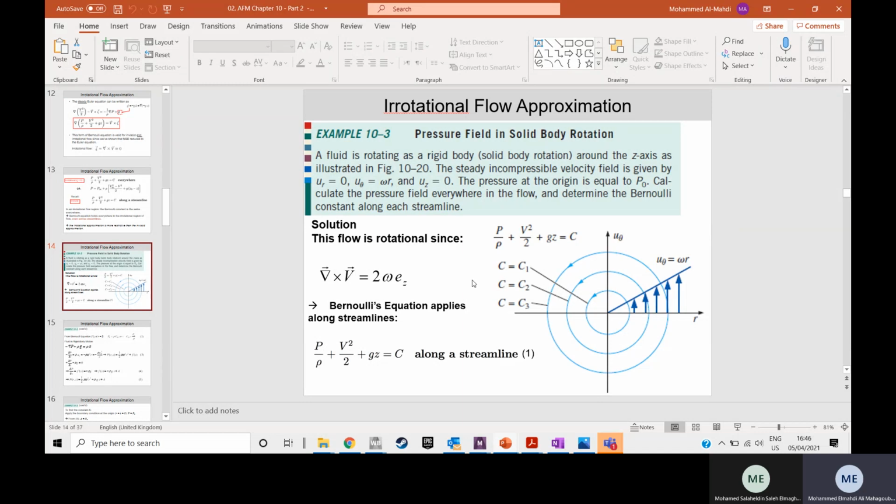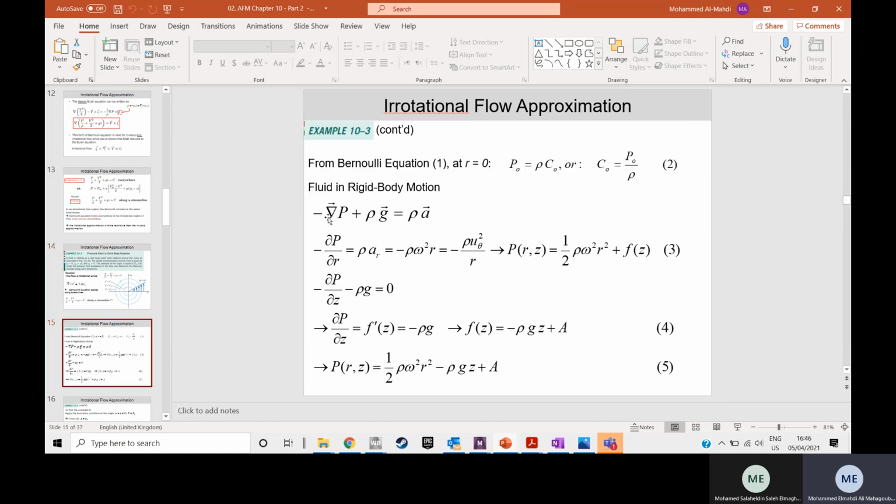So you go to the Navier-Stokes equation, or Euler's equation for now, because the viscous terms are not there. Even though it is rotational flow, it is in rigid body rotation. So in rigid body rotation, the flow is inviscid. You go. This is Euler's equation.